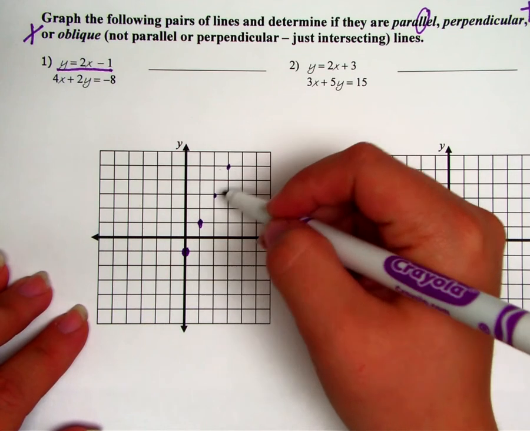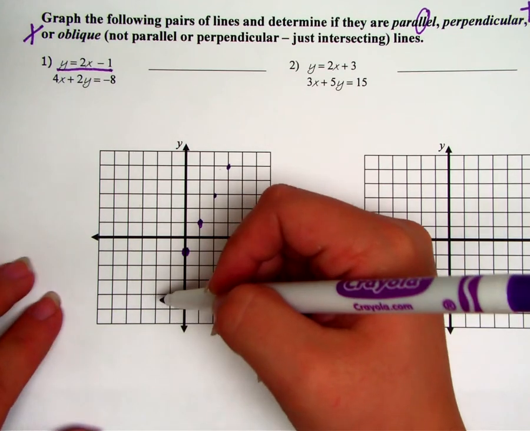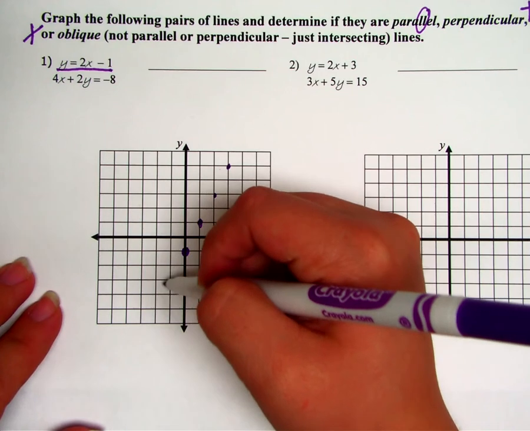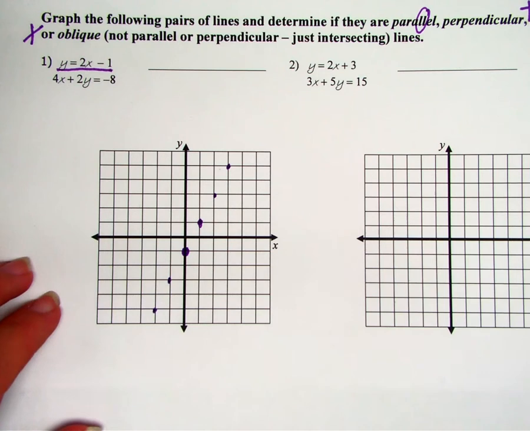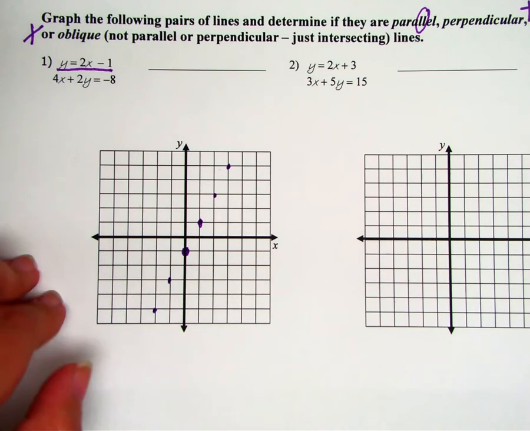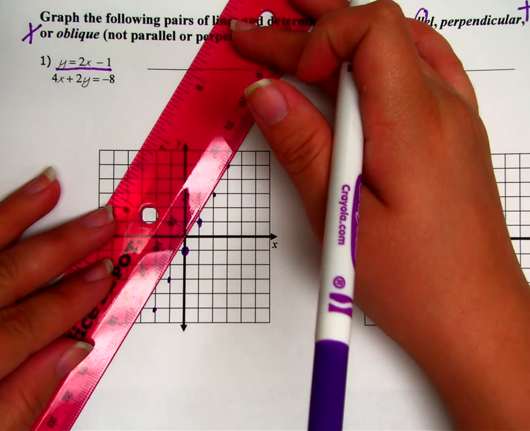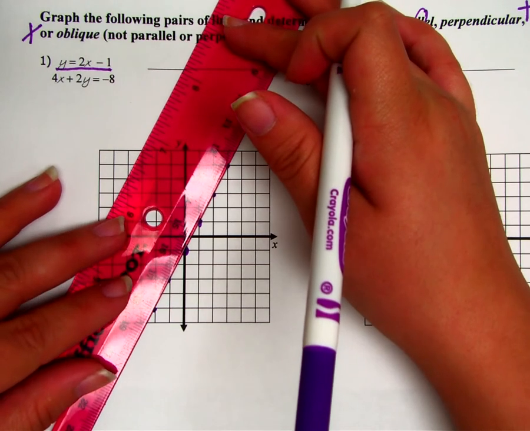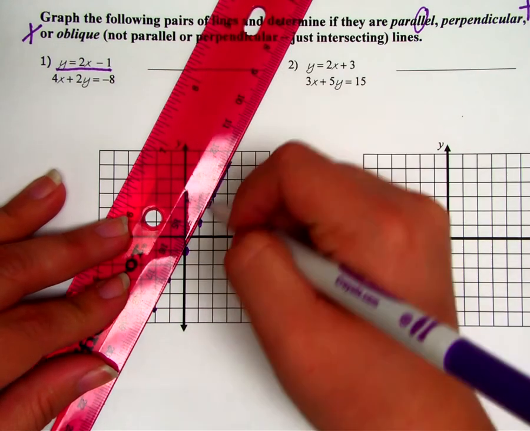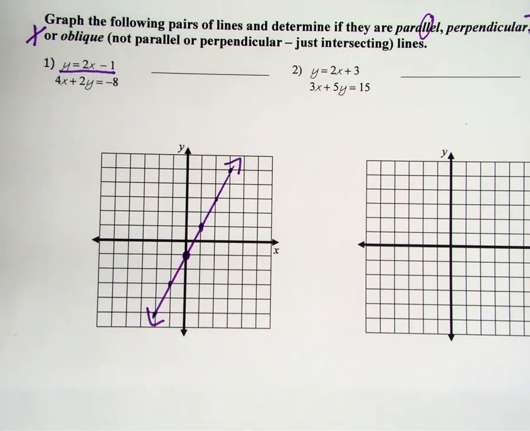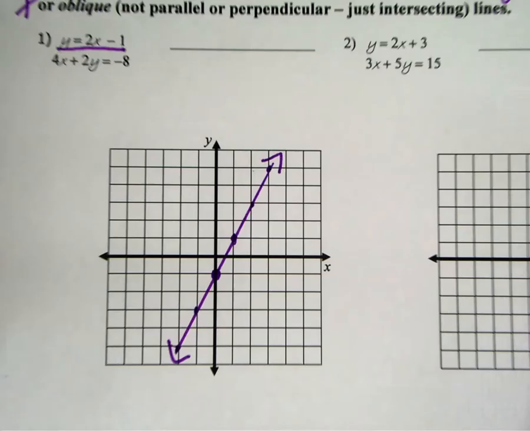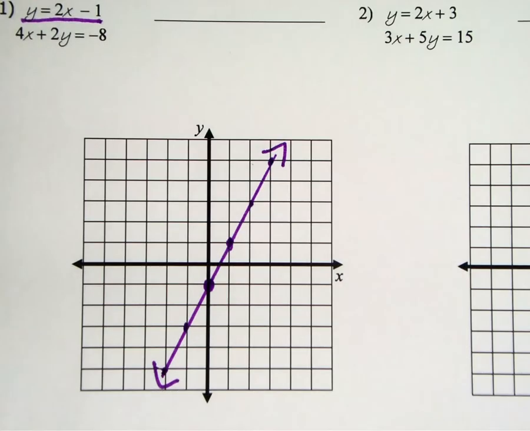Once I run out of space, I'm going to go the opposite direction. In the opposite direction, I'm going to go down 2 and to the left 1. Again, I do this until I run out of room. Once I am done, I'm going to connect all these dots and then draw an arrow at the end to show that it's going to go on forever. Let me zoom in for y'all. There we go.